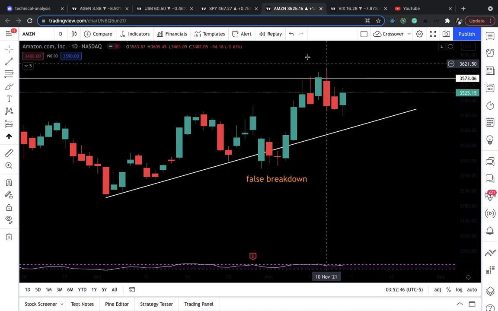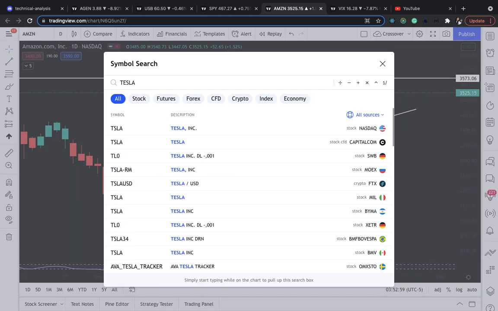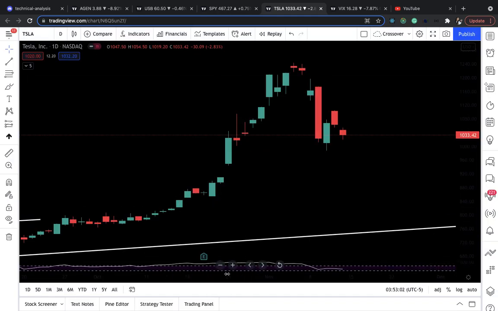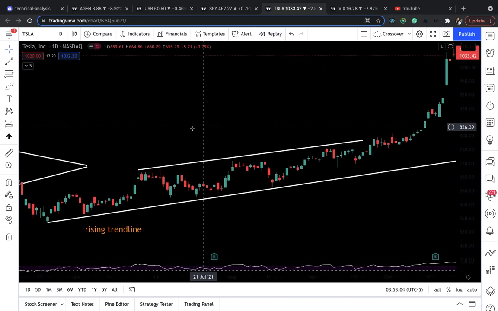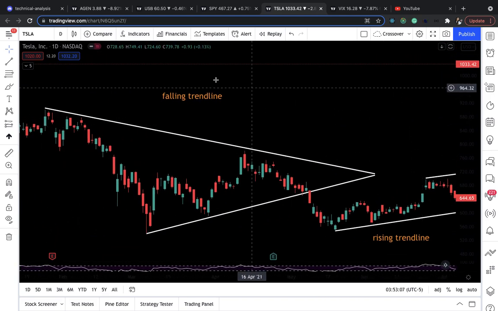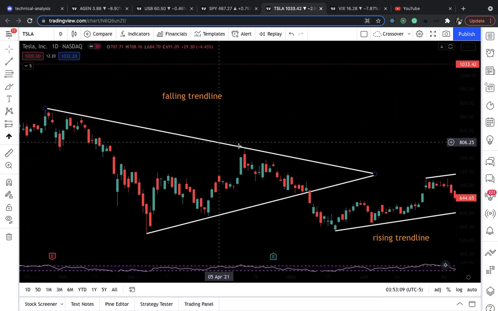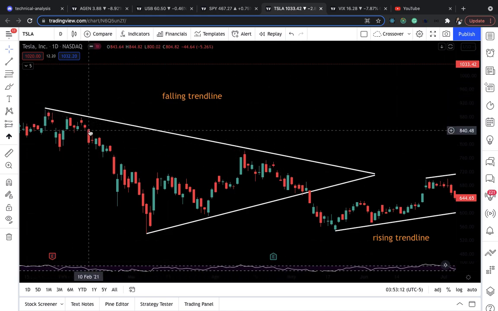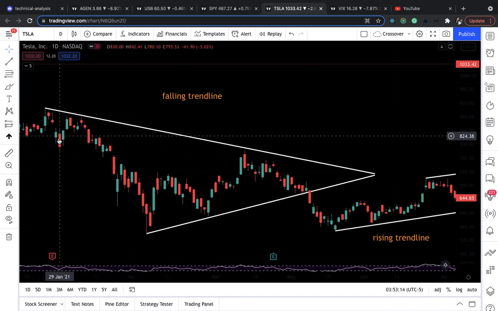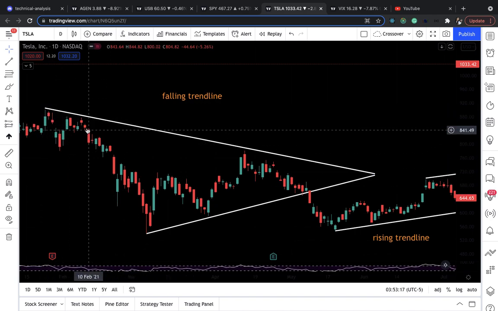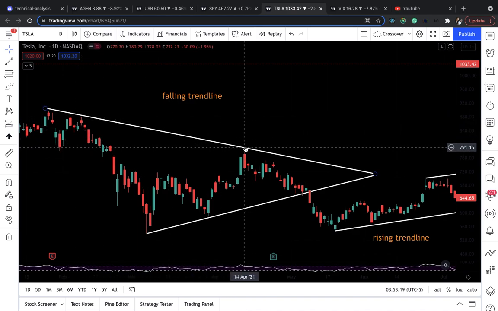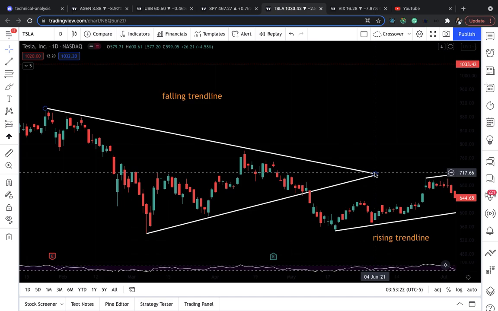And of course, I like to buy rising trend lines and enter at support, or I sell falling ones. So what does that mean? Let's take a look at Tesla. Right here, I'll talk about the falling trend line. Okay, this is a falling trend line. So if you bet to the downside, you're getting lower highs and lower lows. You want to enter at the falling trend line or at the resistance level.